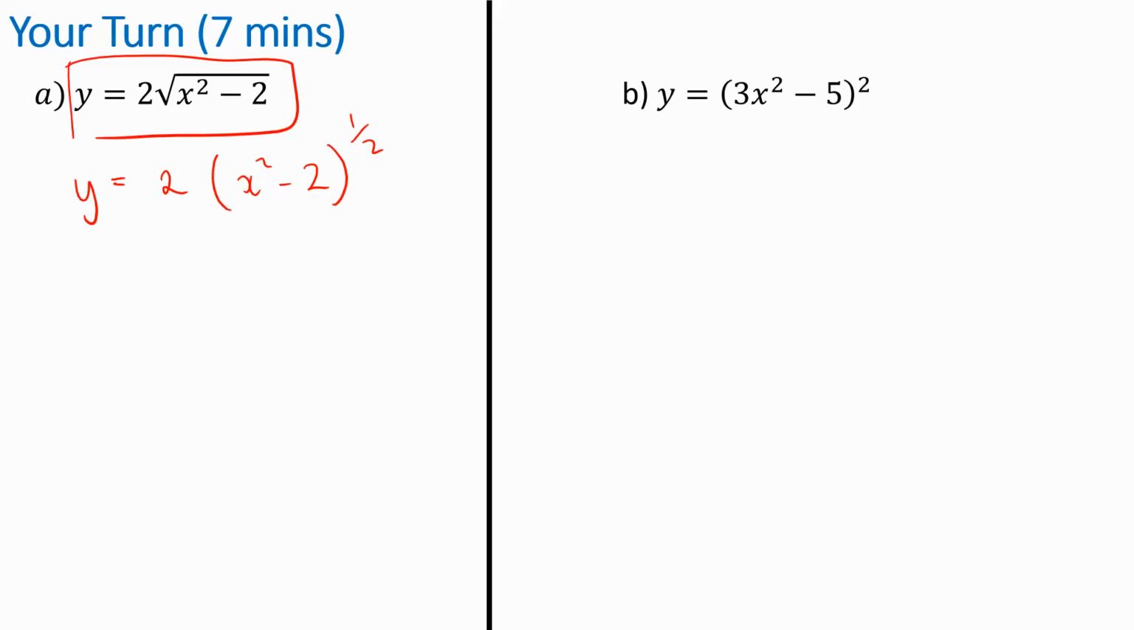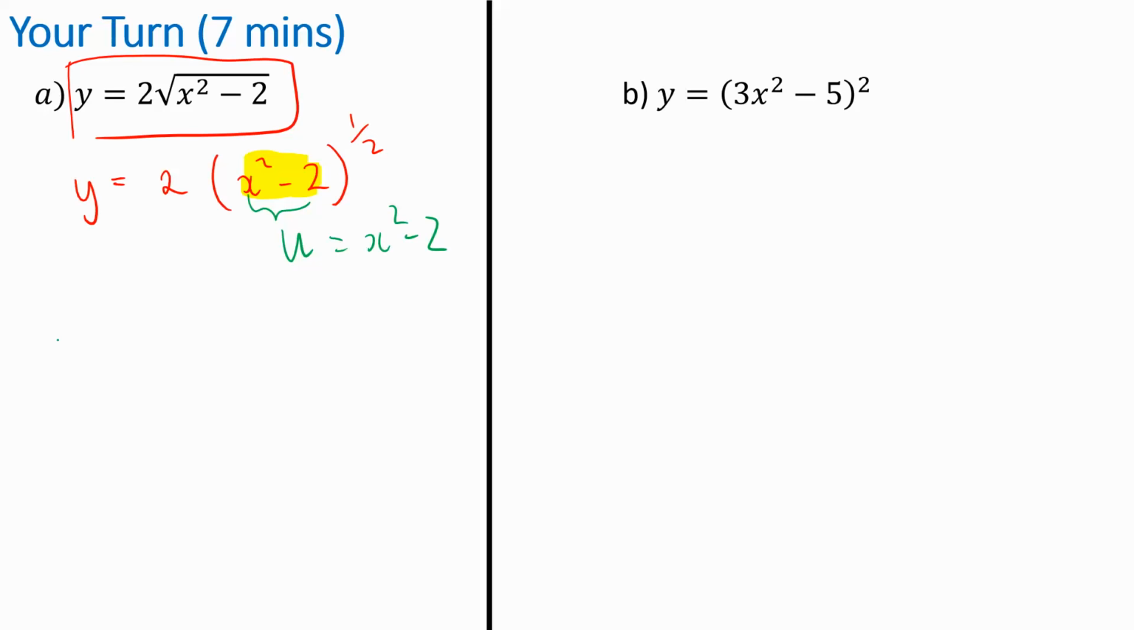So this is what I'm going to do. I'm going to highlight, this is the issue. I don't like that. That is the problem. So I'm going to replace that with u. I'm going to call that u. So u equals x squared minus 2. Why did I do that? It changes the problem. What's my problem now?